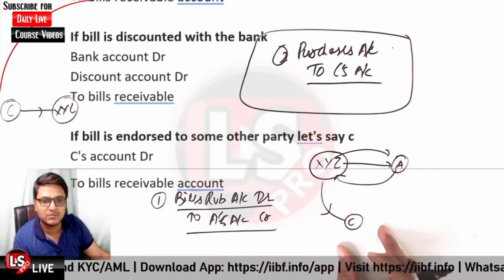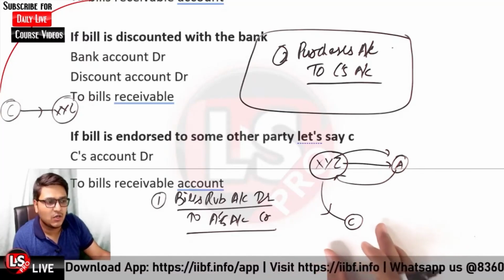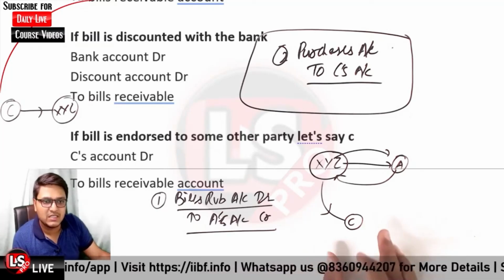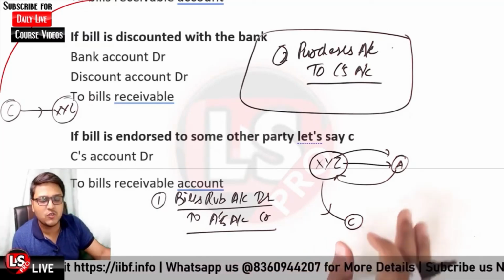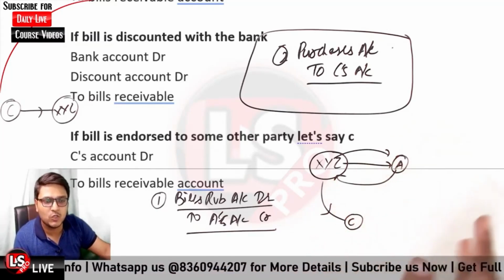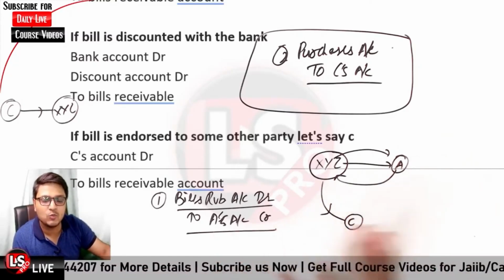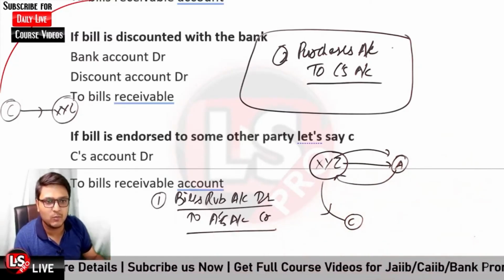What does it mean? It means your receivable account is to be reduced, because you are nullifying both the entries. You were to receive rupees 10,000, and you are to pay rupees 10,000. So you are nullifying both those heads.